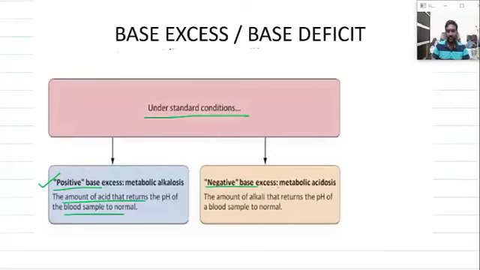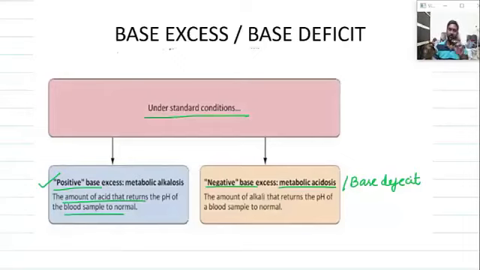Negative base excess means there is no base excess, there might be less base. So this phenomenon is also called base deficit. So for your exam, base deficit is important. So base excess means there is excess base, so it is a metabolic alkalosis. So whenever there is excess base, you should add some acid so that pH will come back to normal. When there is base deficit, there is less base. So less base means metabolic acidosis.